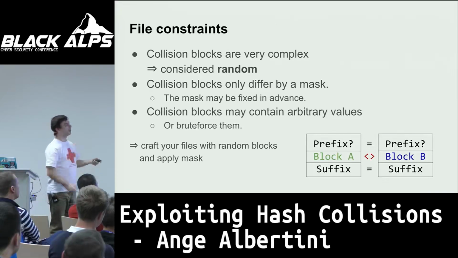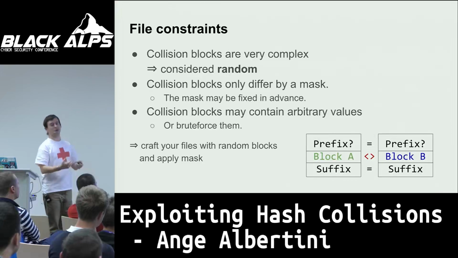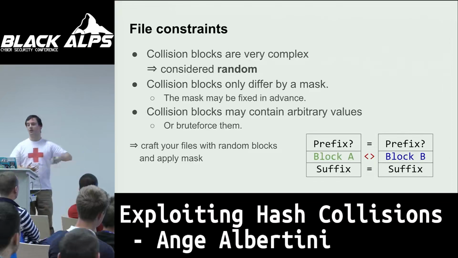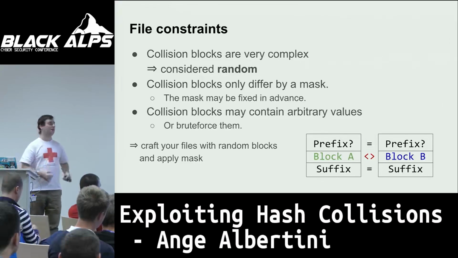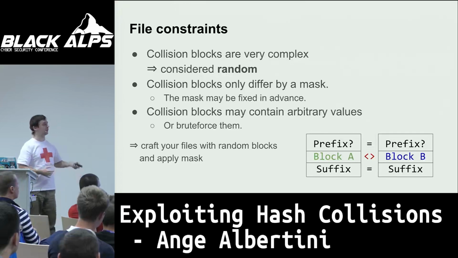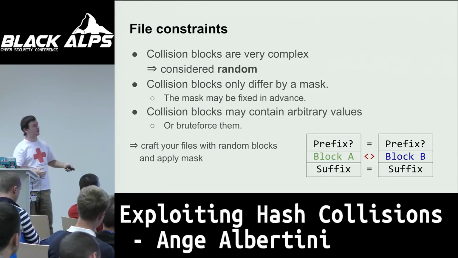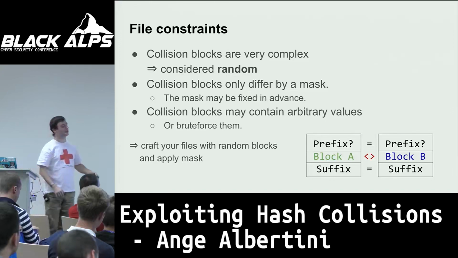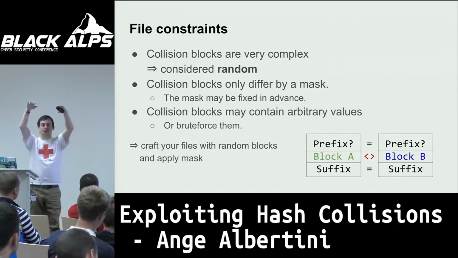In some cases that we'll cover, the collision blocks may contain arbitrary values. And if the collision is very fast to compute, then you can actually compute a lot until you have a given value, if that's what you want. So basically, you craft your files with random blocks, and you hope that it will work, and then you apply the mask. And again, in the case of identical prefix collision, the two files start with the same content.